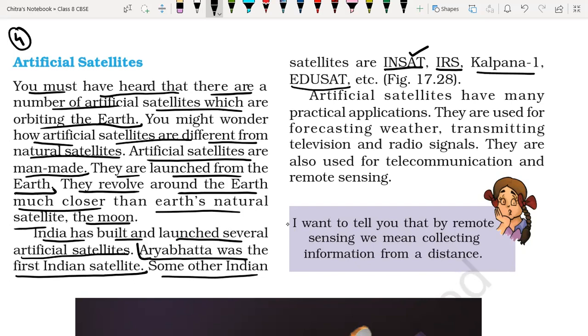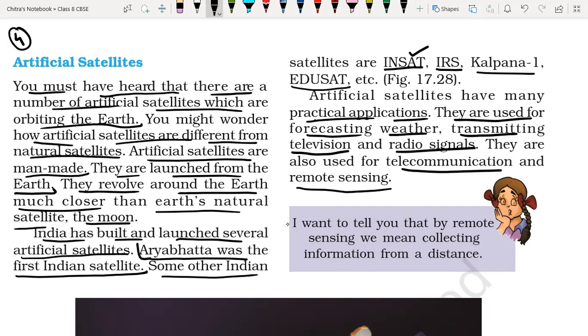Artificial satellites have many practical applications. The phone we are using gets its communication system with the help of satellites. They are used for forecasting the weather and transmitting television and radio signals. We also locate any ship or plane anywhere in space or on the ocean with the help of such satellites. They are also used for telecommunication, like the mobile phone we are using through electromagnetic radiation, and for remote sensing.